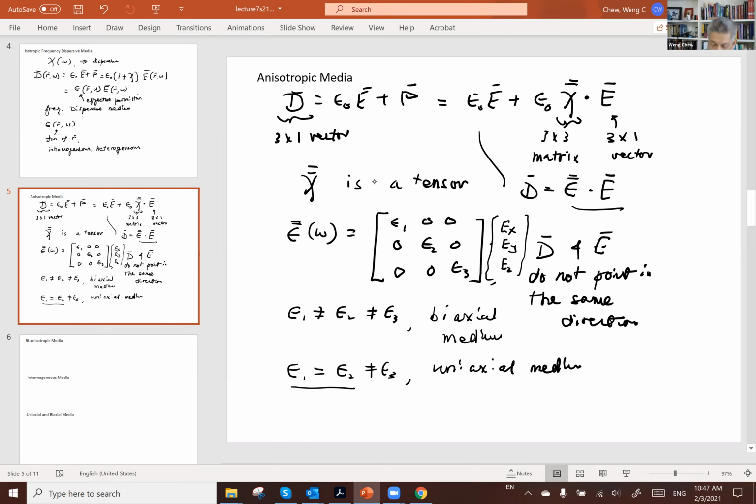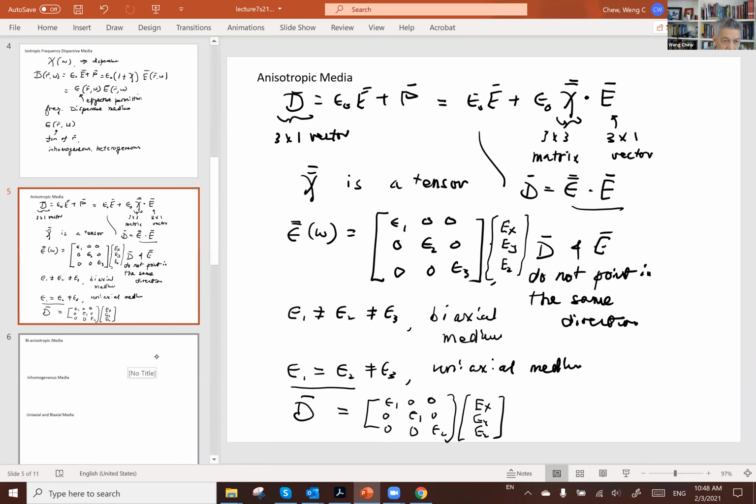If you put yourself in the XY plane, then the medium that you see would be something like epsilon 1, 0, 0, 0, epsilon 1, 0, 0, 0, epsilon 2. And if you multiply this by Ex, Ey, Ez, your D, in the two-dimensional space involving only Ex and Ey, the two permittivities are the same in the X and Y direction. Any questions regarding this?